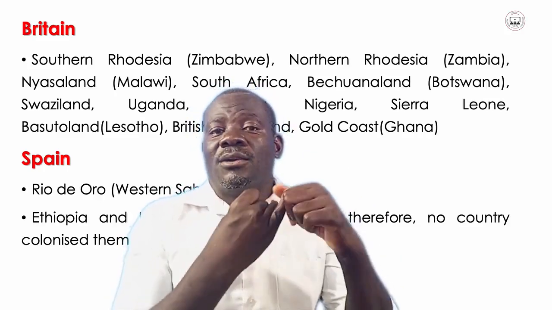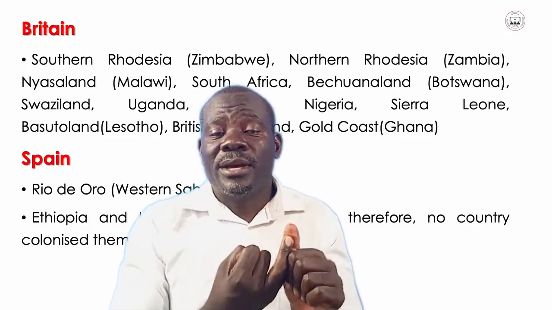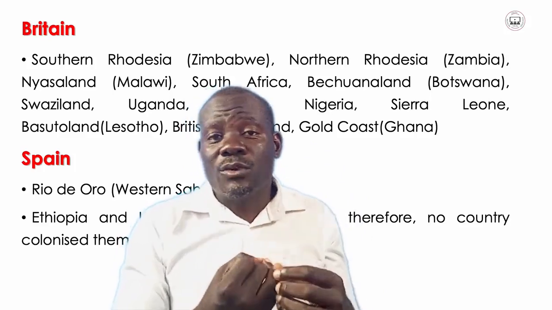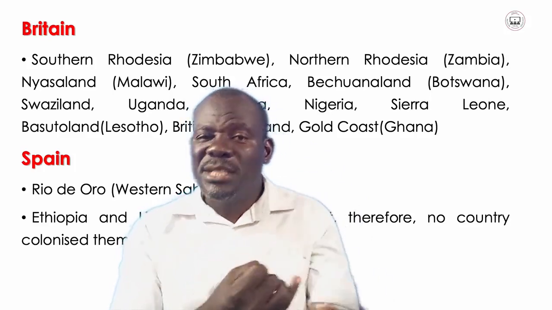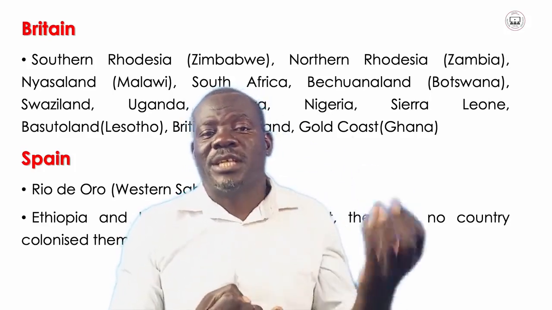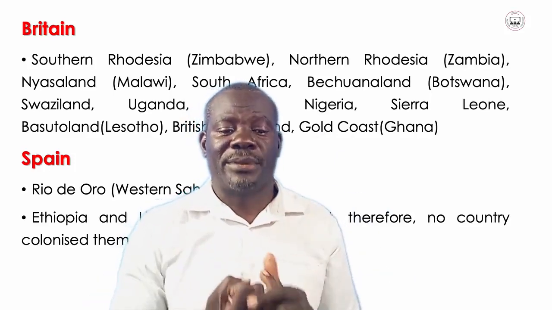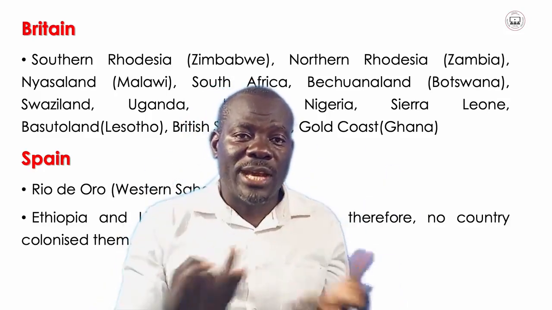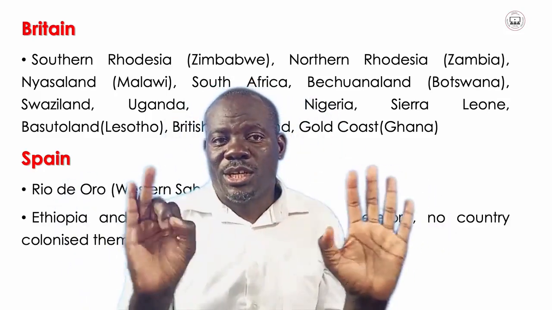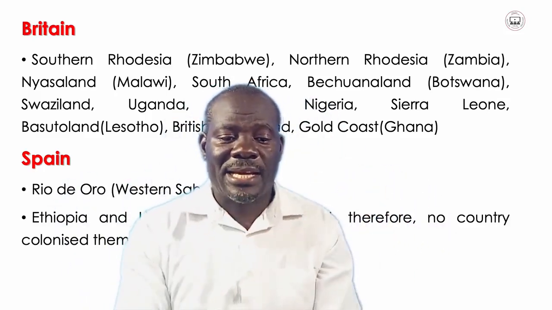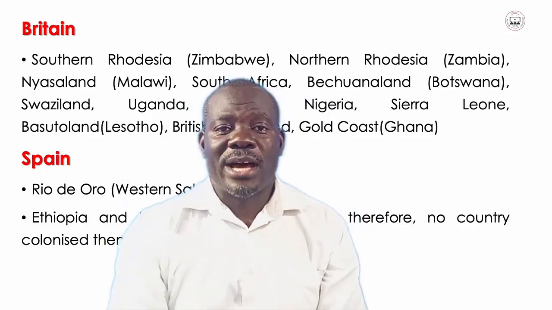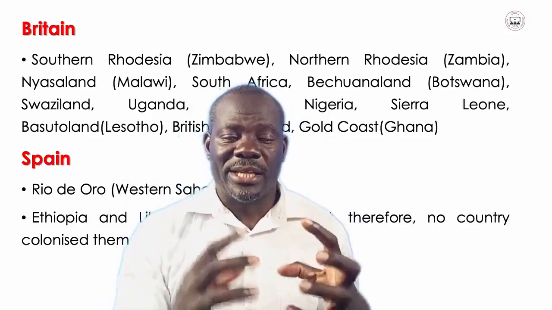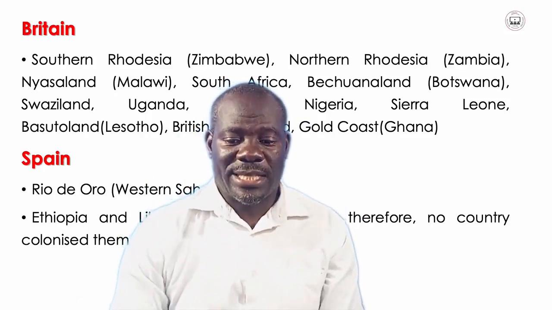Ethiopia was independent. Ethiopia, it was taken, of course, by Italy, but immediately Ethiopia defeated Italy, therefore it got itself independent. And Liberia, it was under the influence of United States, therefore it was not colonized by any other country. So that's why we are saying that they were independent, therefore they were not colonized.